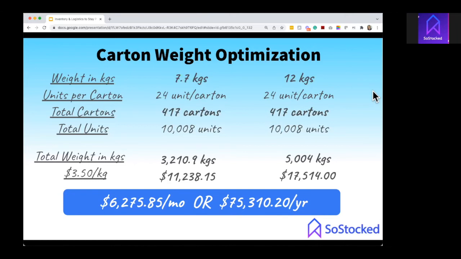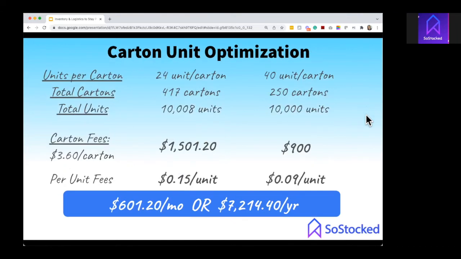If that's the case, you need to start thinking about how you can increase the weight. And so that's exactly what we did. We went from 24 units per carton to 40 units per carton, and from 417 cartons to 250 cartons. That handled those weight problems, but it also helped with the per carton fees. When you send inventory into your 3PL, you have a carton pull fee and a carton labeling fee, and those fees added up to $3.60 per carton.